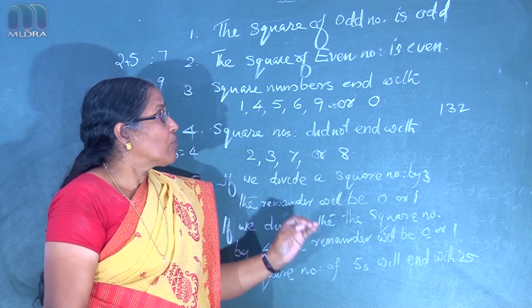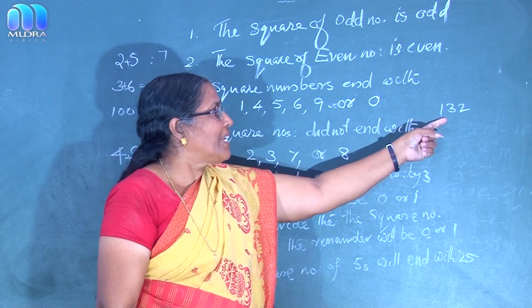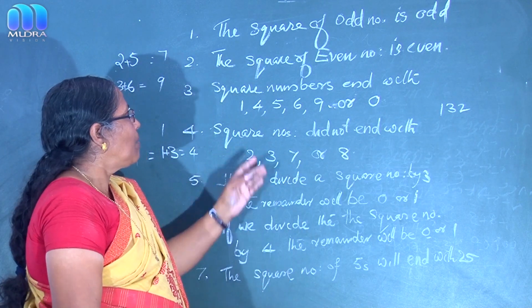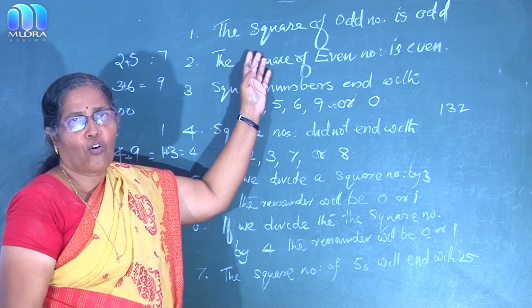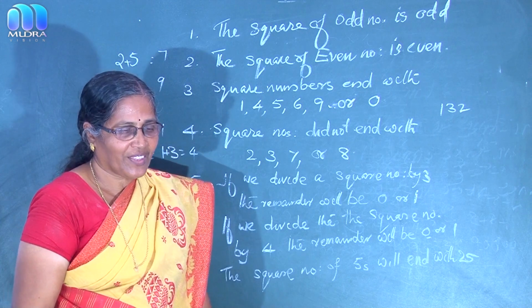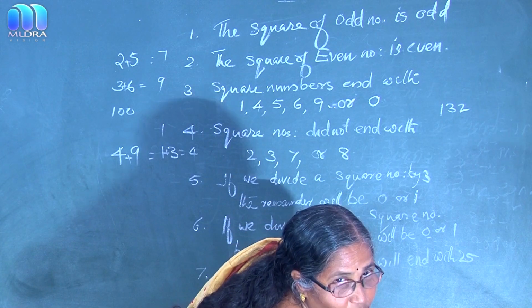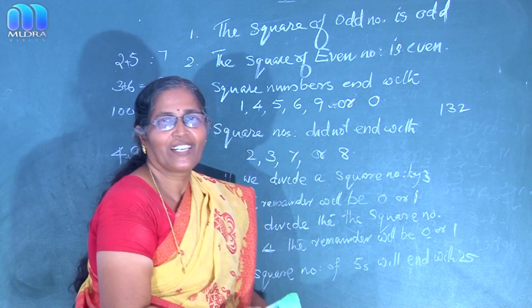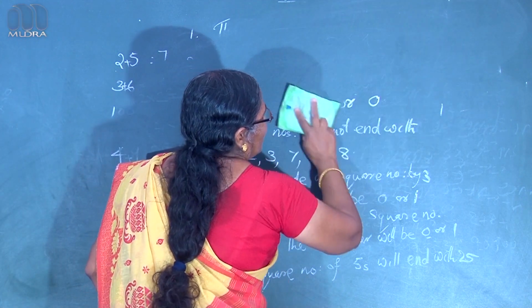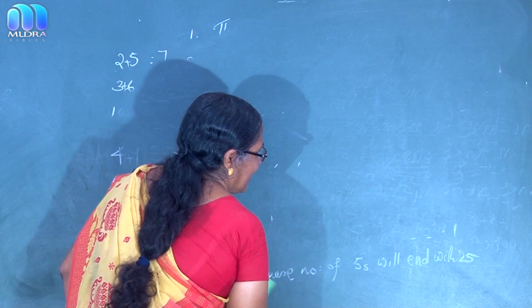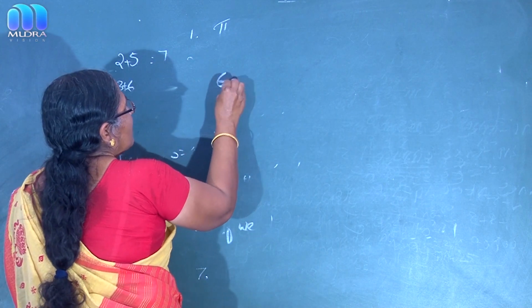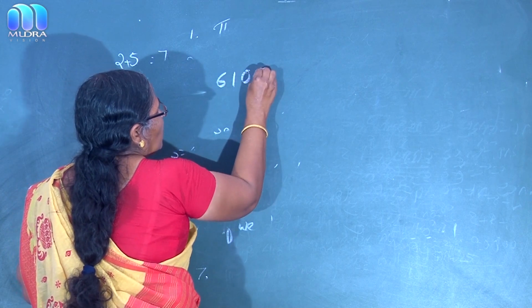So, the number of the square ends with 4. Thus, we can find the answer by using the properties of square numbers. Then, I am going to write a number here. You must say which is that number. Yes, 6, 1, 0, 0.